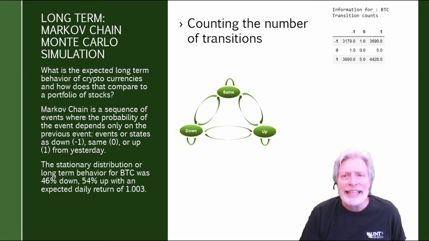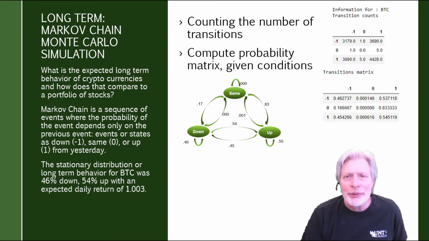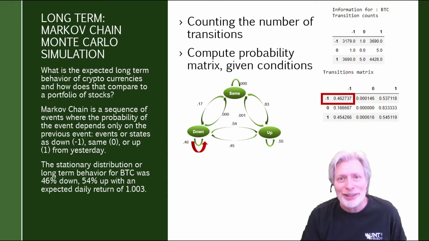The approach to this technique is basically to count the number of transitions that occur over a simulation. In other words, how many times do we move between each of these three states? You can see the counts for Bitcoin in the table in the upper right corner. And from those, we compute the conditional probability matrix given those states and transitions. These are shown in the second table. You can see a more visual representation of the states, transitions, and probabilities in the graphic to the left. For example, the probability of going from the same state to a down state is 17%, and repeating a down state multiple days in a row is 46%, and so on around the chain.